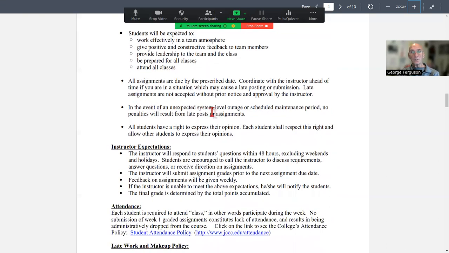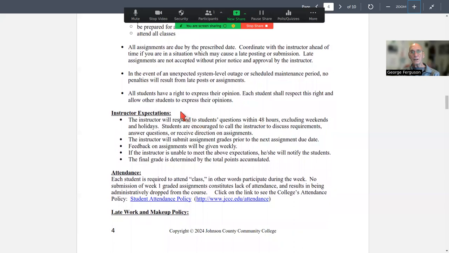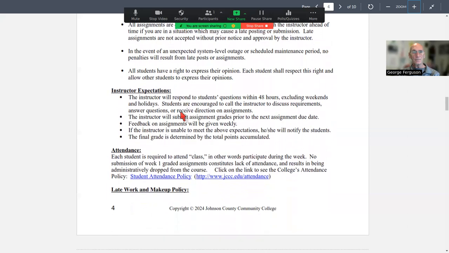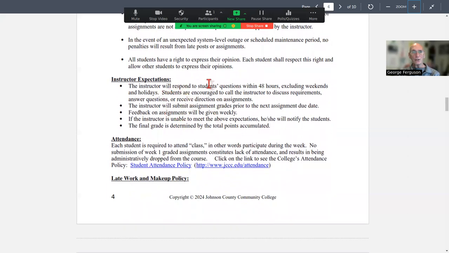All assignments are due by the prescribed date. I don't accept late work. If the system goes down at a time when we have something that's scheduled and something that's due, you're not going to be penalized. We'll work something out. And one of the things I want to do is make it safe as far as the class is concerned. All students have a right to express their opinion. You may not agree with it. That's okay. That's a part of the learning, hearing from others as far as their opinions, new information that they bring in also. So here are the instructor expectations.